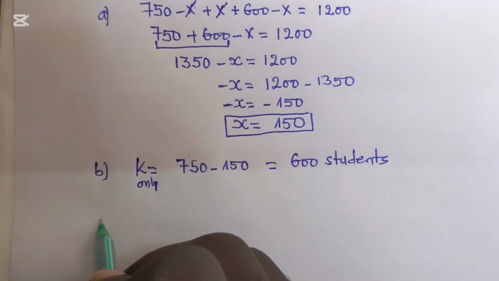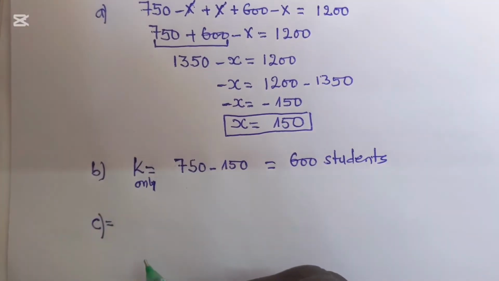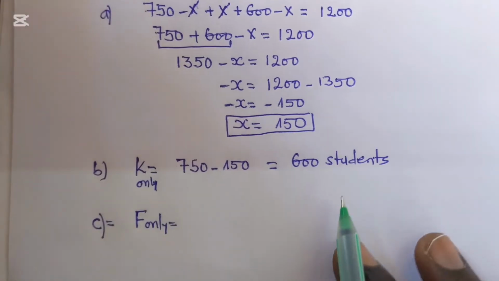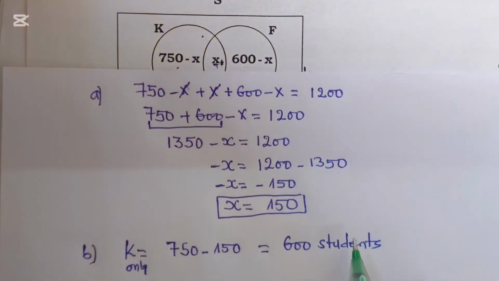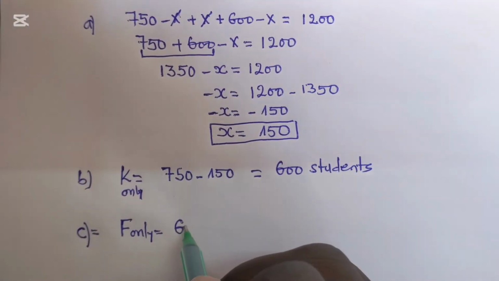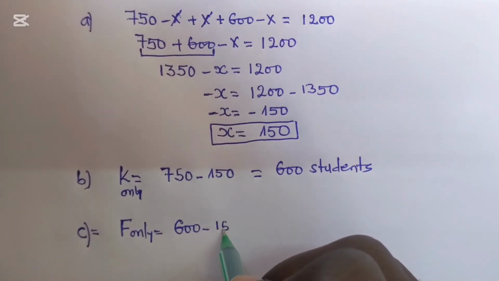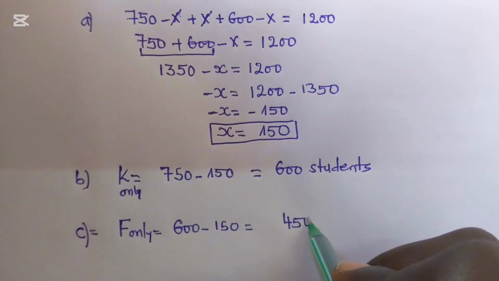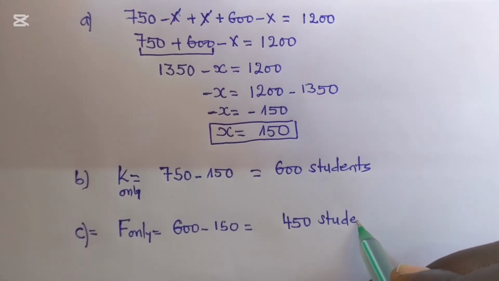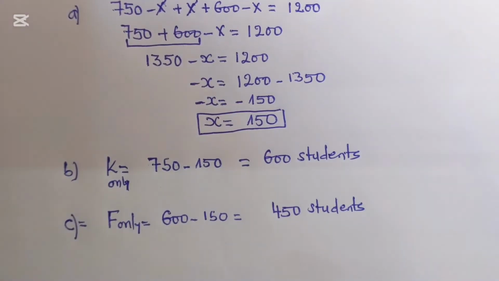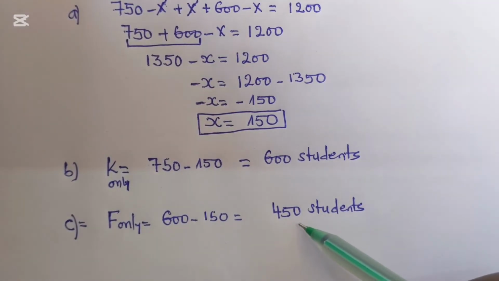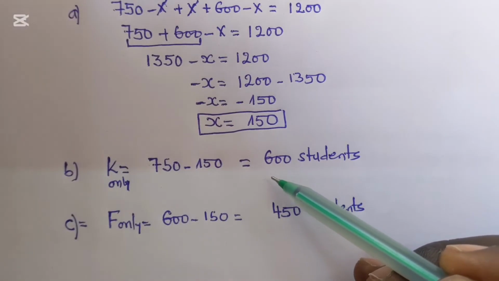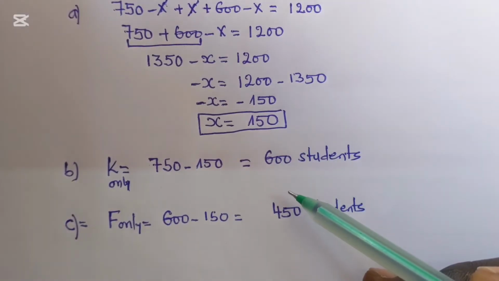Then letter C, we are asked to find the number who learn French only. Here we have 600 minus x, so you get 600 minus 150, which equals 450 students. So when you take the number of students who learn French only, add those who learn Kinyarwanda only, plus those who learn both, you get the total number of students.